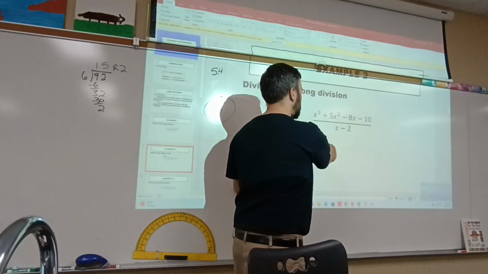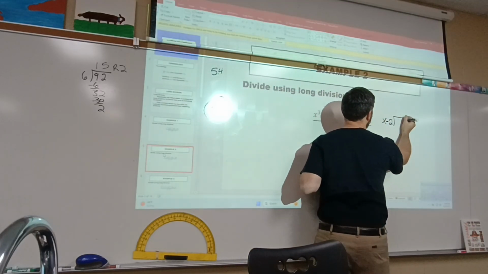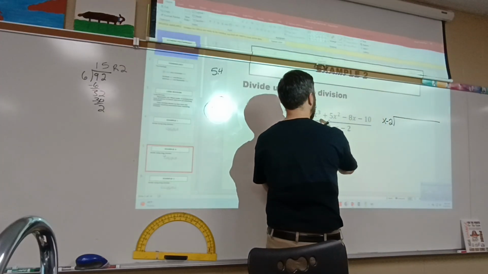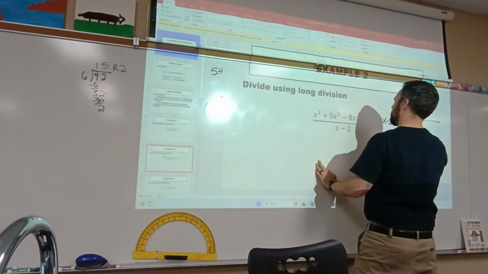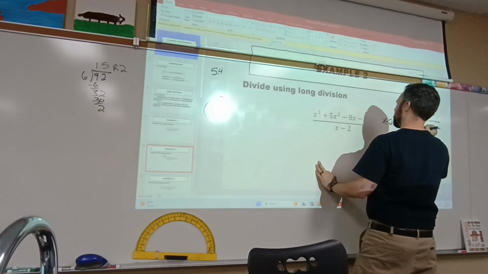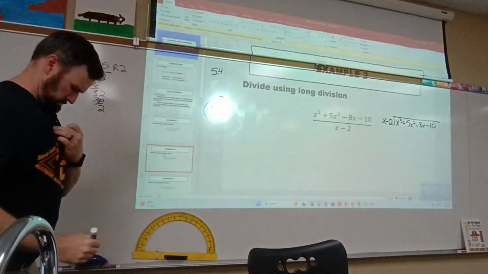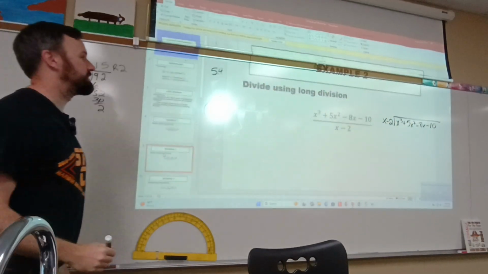So when you do long division, we're going to set up our x minus 2. How many times does that go into this piece right here? X to the third plus 5x squared minus 8x minus 10, right? I'd have this as a reference.